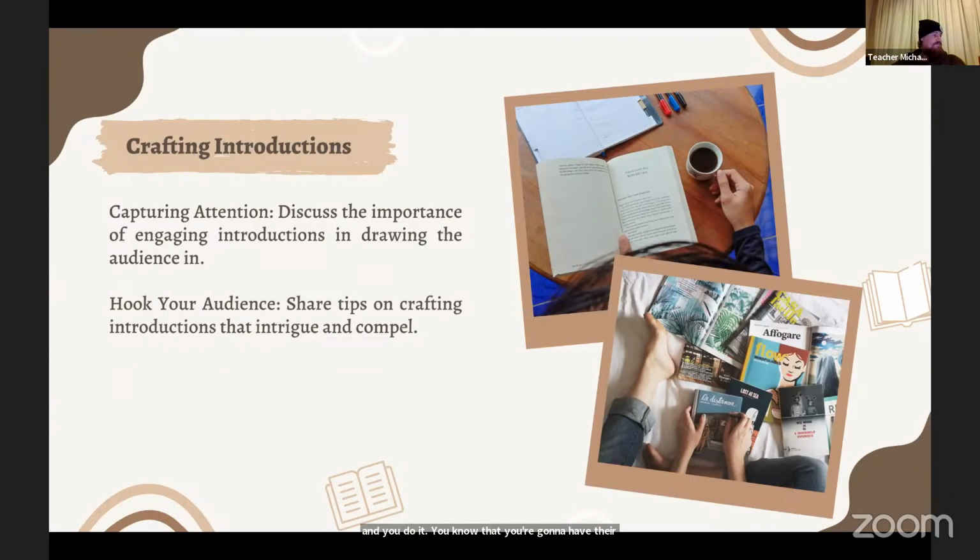And finally, time it right. Be mindful of the time limits you've got for your speech. Your introduction should not take up a huge amount of your speech. So keep it short and keep it to the point.